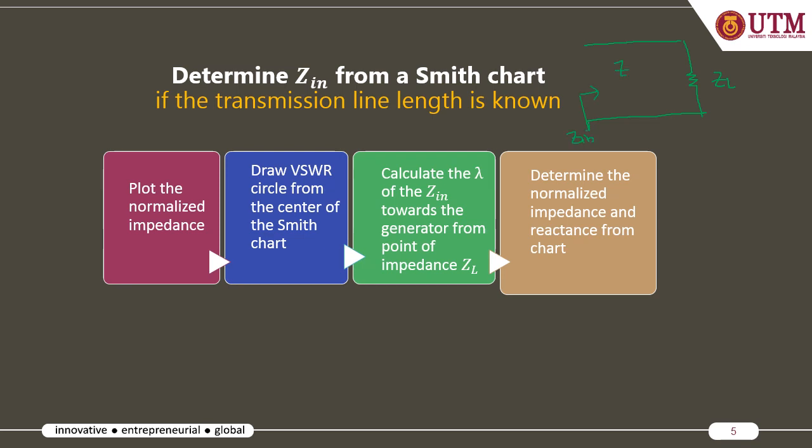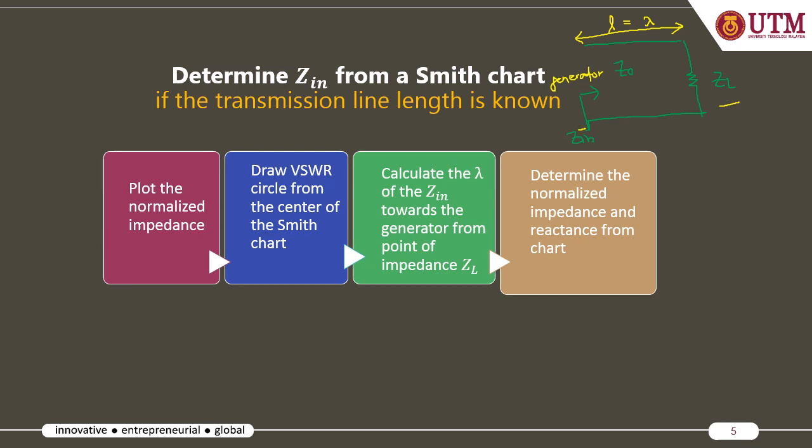So the Z0, the characteristic impedance, by default is 50 or 75 ohm. And you know the total length from the generator to the load. Right, so the L in lambda. Okay, so if L is known, and you also know the load impedance and also the Z0, the characteristic impedance, you can calculate the Zin, or you can estimate the Zin by simply using the Smith chart.